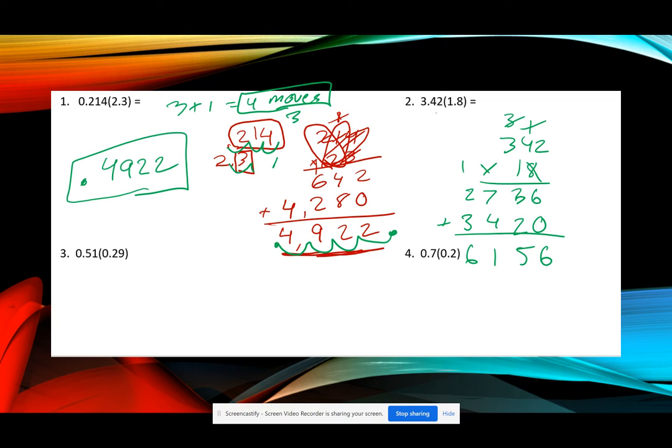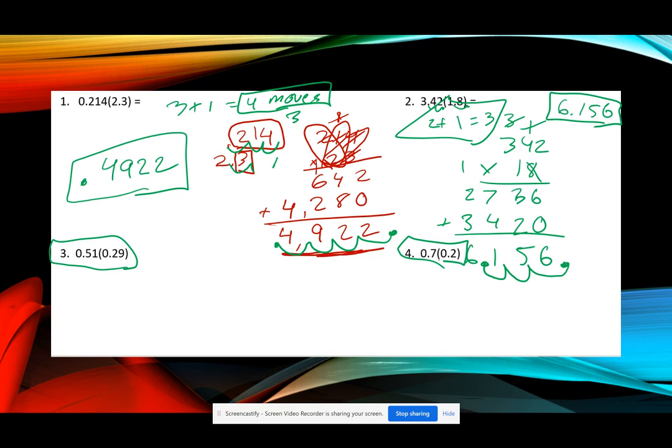All right, now I have to look at how many places after the decimal there are. 1, 2, 1. So I moved it 2 places here, 1 place here. So I'm going to start far right, move to the left, 1, 2, 3 places because 2 plus 1 equals 3. That's how many places I need to move it over from right to left. So my final answer would be 6.156.